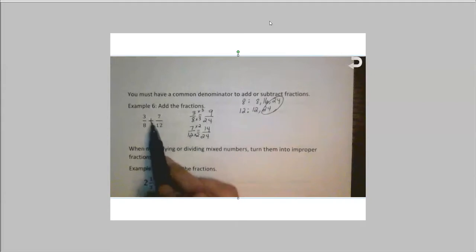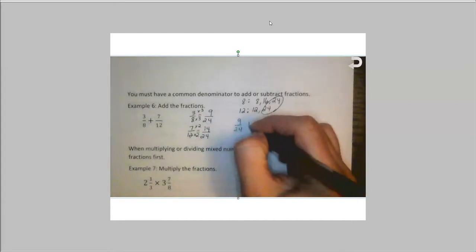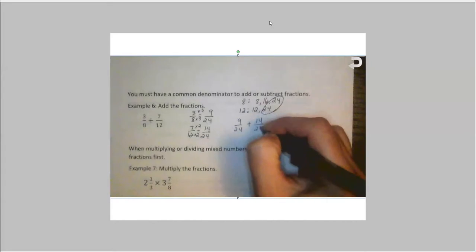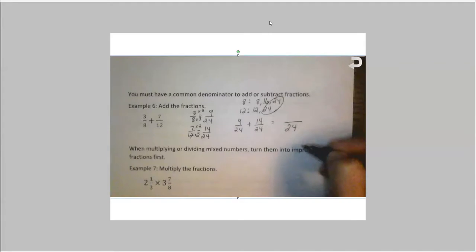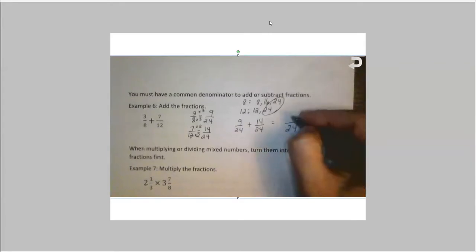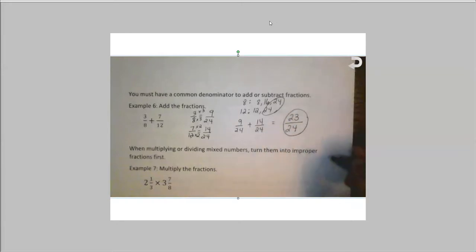Now notice this operation was addition. You'll follow the operation whether it's adding or subtracting. This one tells me to add 9 24ths plus 14 24ths. And when I do that, I will only add the numerator. The denominator stays the same. So 9 plus 14 is 23. So my answer is 23 over 24. Must have a common denominator in order to add or subtract with those fractions.